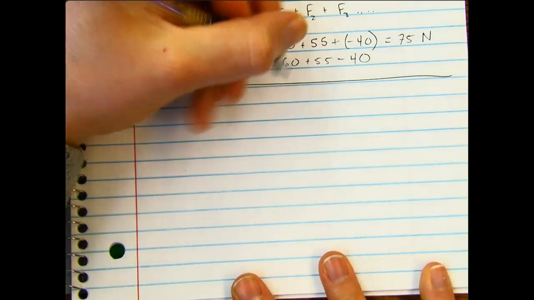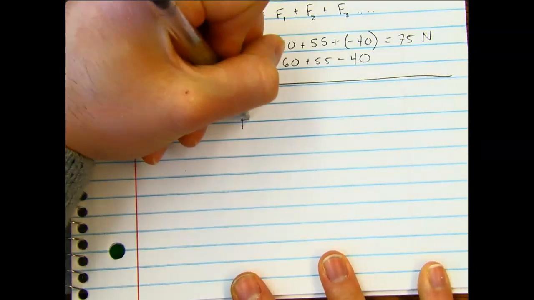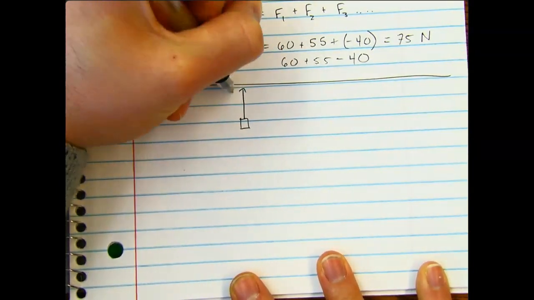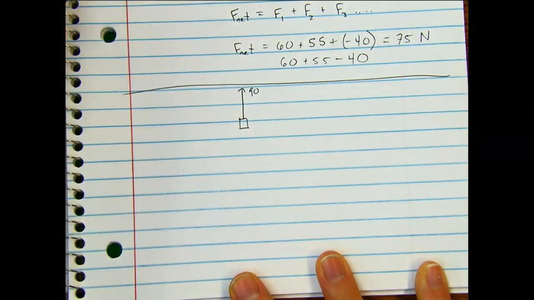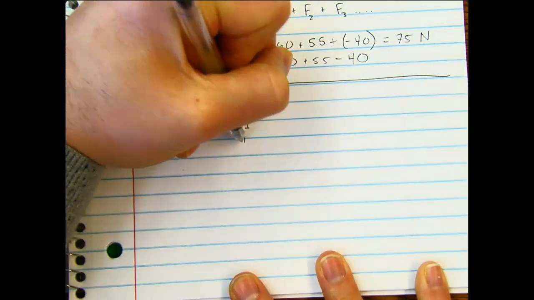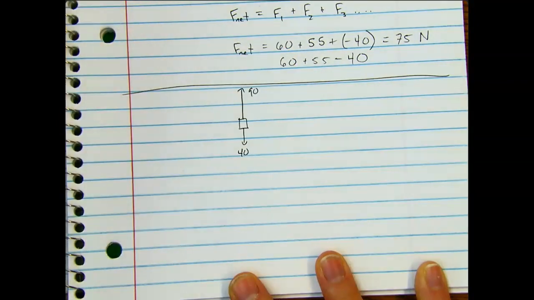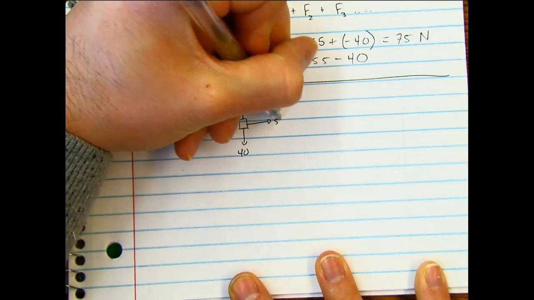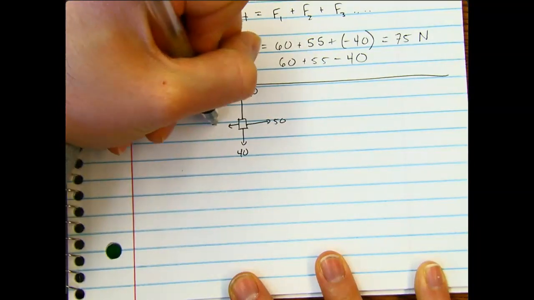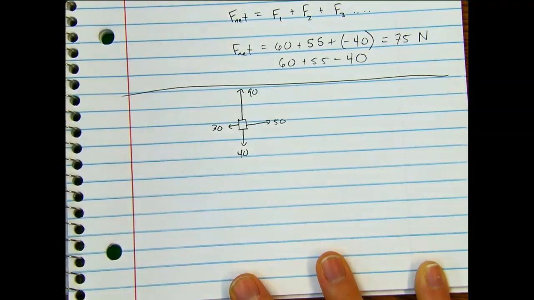So once again, I'm going to start with my free body diagram to help me visualize what this looks like. So 90 to the north, 40 to the south, let's see, 50 to the east, 30 to the west. Okay.